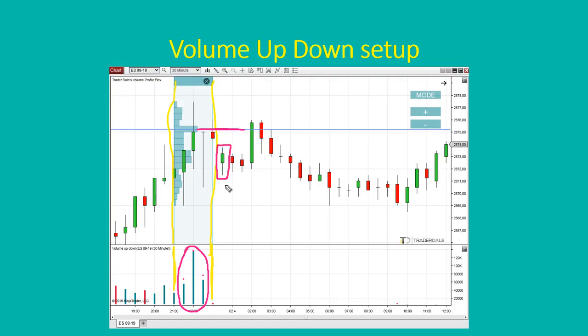This is the first whole candle below the level. So now you will be getting ready for a short. You wait for a pullback from this level, you go short.